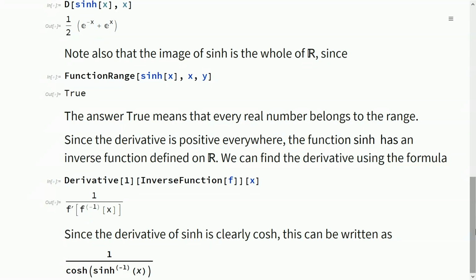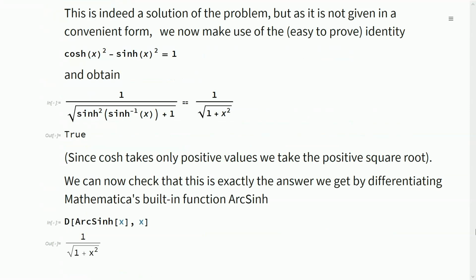We can now find the derivative using the well-known formula. Since the derivative of sinh is clearly cosh, this can be written as follows, just the last formula on this slide. This is indeed the solution of the problem, but it's not given in a very convenient form.